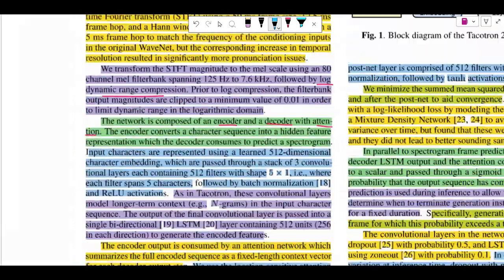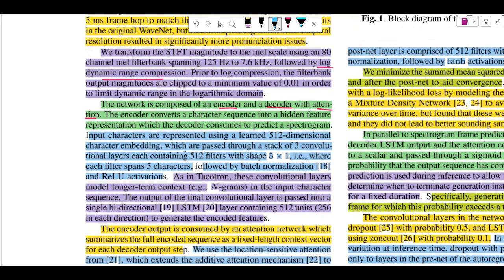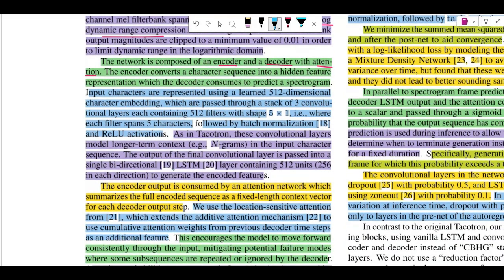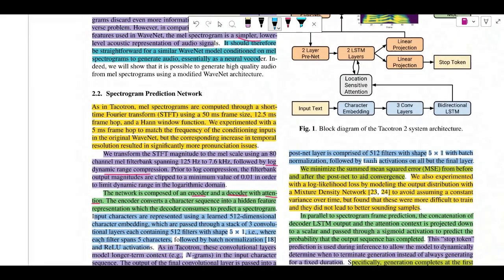Let's pay respect to our elders, or the previous papers. Right, so the input characters are represented using 512 dimension embeddings, which are passed through convolutional layers, followed by batch norm, ReLU, and so on. So they have a LSTM layer on top of it. Like who uses LSTM now? But yeah, they used a bidirectional LSTM actually. So as you can see here, you have input text, character embeddings, some convolutions, and a bidirectional LSTM layer, and some attention on top of it.